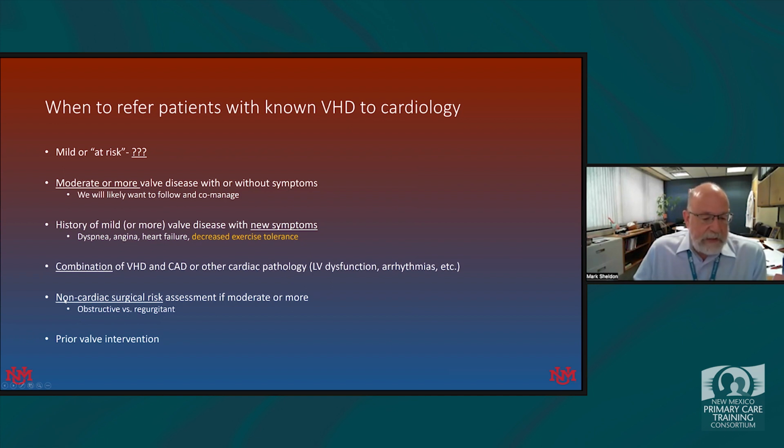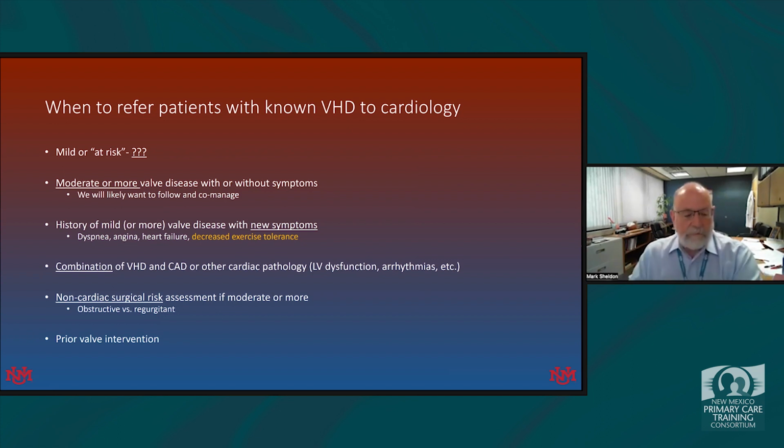Any of these patients that need non-cardiac surgical risk assessment, if it's moderate or more. And I have down here obstructive versus regurgitant because, just as a general principle, I want you all to understand that obstructive lesions like mitral stenosis and aortic stenosis are really the ones that cause problems with patients undergoing surgery. Regurgitant lesions like mitral regurg, even aortic regurgitation, patients tend to tolerate that with surgery and anesthesia much better. But we'd still like to be involved in these.